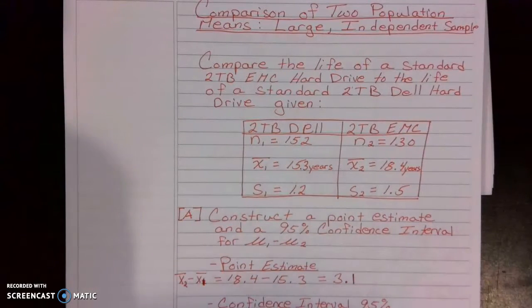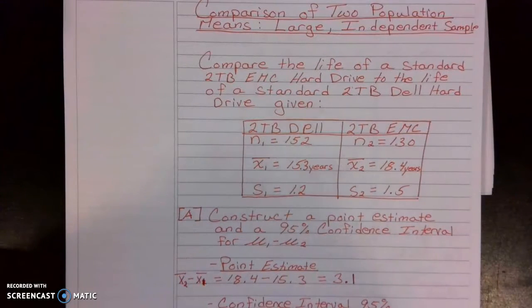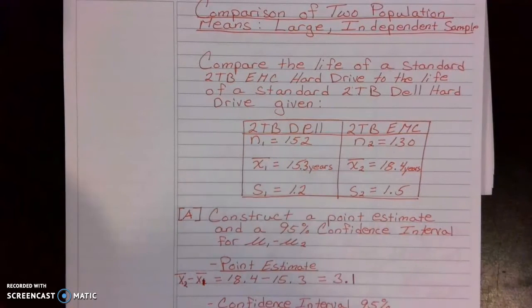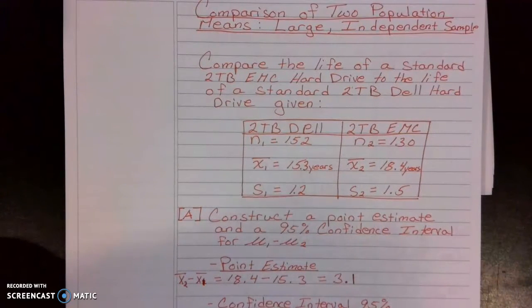Okay, right now I'm going to run you through an example that really covers all that you need to know in Chapter 9. This is a comparison of two population means, a large and independent sample. And so the scenario is this. This is one I came up with.